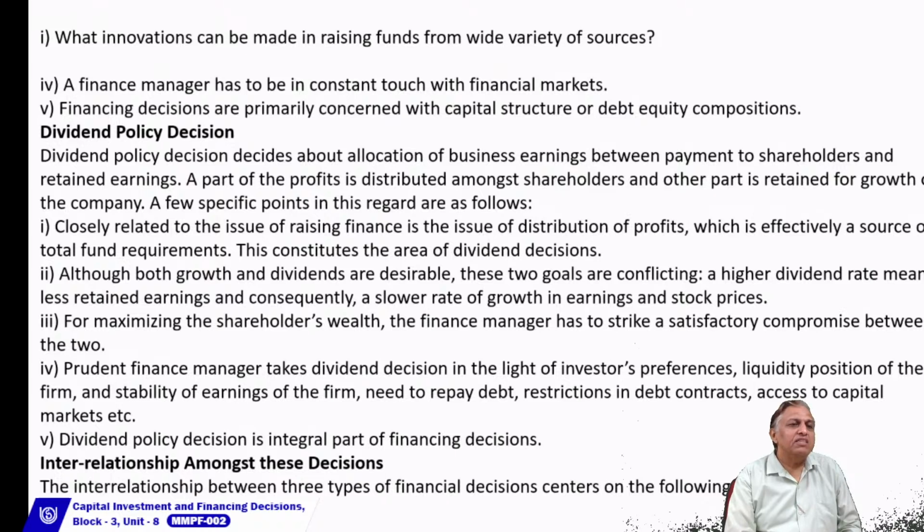Our next decision is dividend policy decision. What kind of dividend you are to just allocate to your shareholders? First, we have to just look at the earning. Then we have to just look at the retained earnings. Then we have to just look at the policy. Then we have to just look at the future exigencies. And then we are just thinking of declaring the dividend to the existing shareholders.